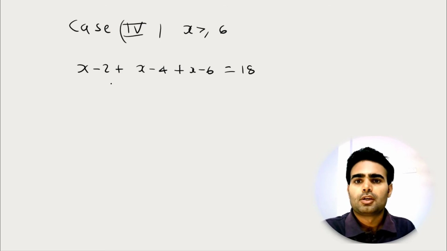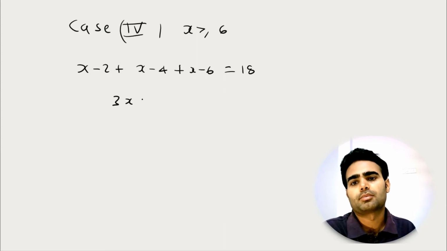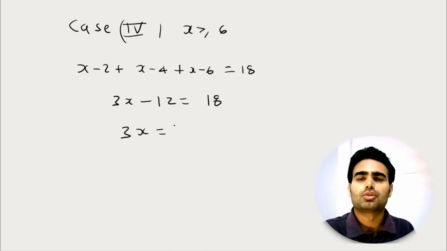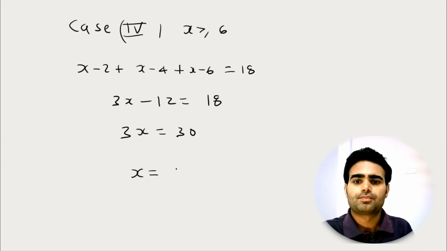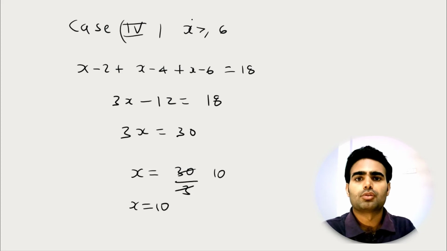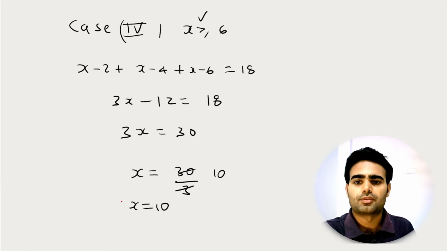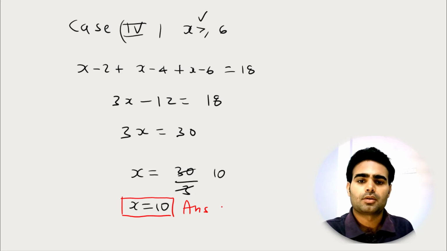Let's check it. You can see 3x, it will become 3x, and it is minus 2 minus 4 minus 6, minus 12. That will come out to be 18. So 3x will come out to be 18 plus 12. 18 plus 2, 20, 20 plus 10, 30. So we got this, right? x equal to 30 upon 3. You can cancel them, and we are getting 10 here. So the value of x is 10, and it is belonging to the given interval, that it is greater than or equal to 6. So we can say this will be the part of our solution. Alright, this is answer number D.